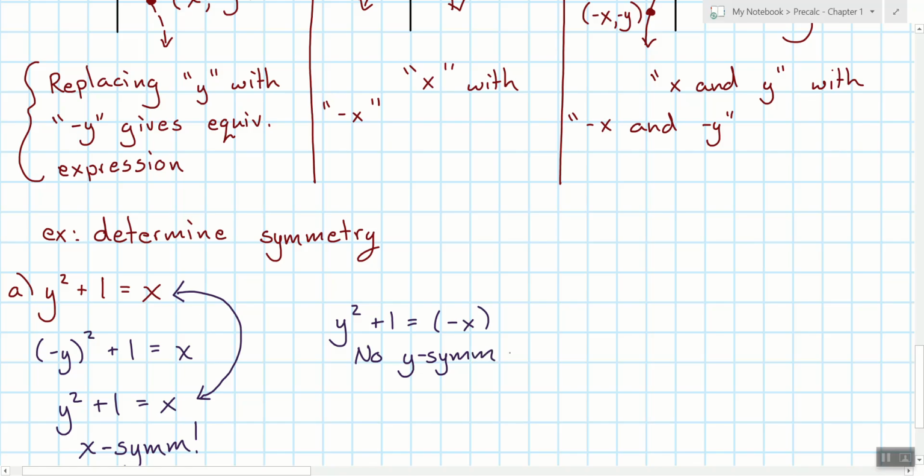Well, what about origin symmetry? How would we even check it? So I'd use a negative y, and a negative x. Can you make this look like the original? I don't think so, because no matter what, you're going to have to multiply by a negative here, and it's going to break itself again. So is there origin symmetry?